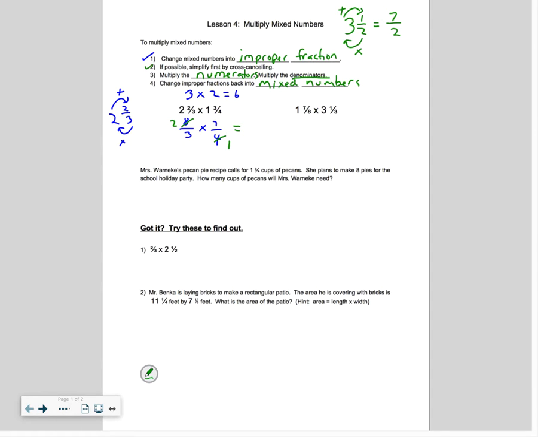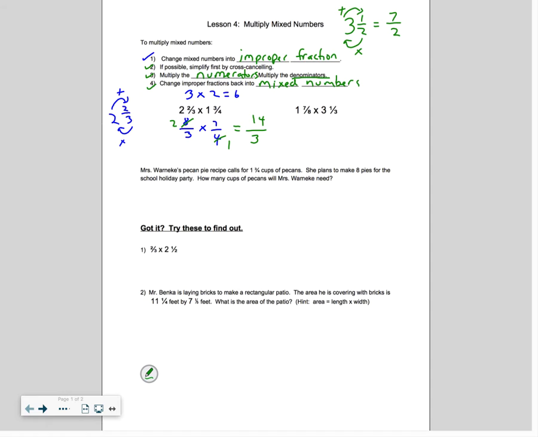So step 3 is multiply the numerators. 2 times 7 is 14. Multiply the denominators. 3 times 1 is 3. And then our last step, change our improper fraction back into a mixed number.